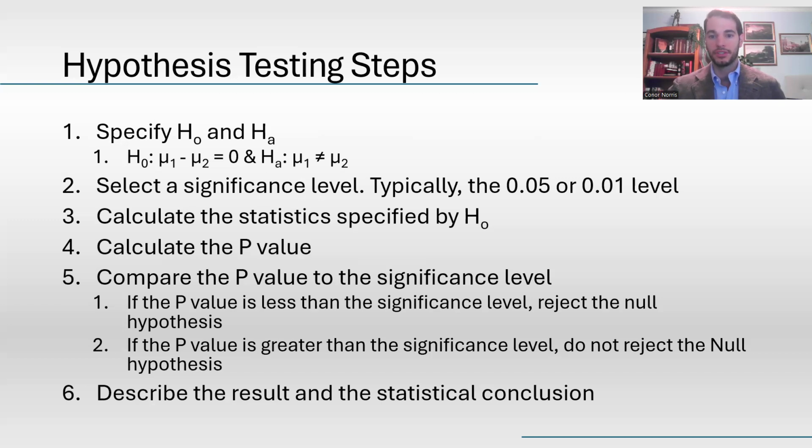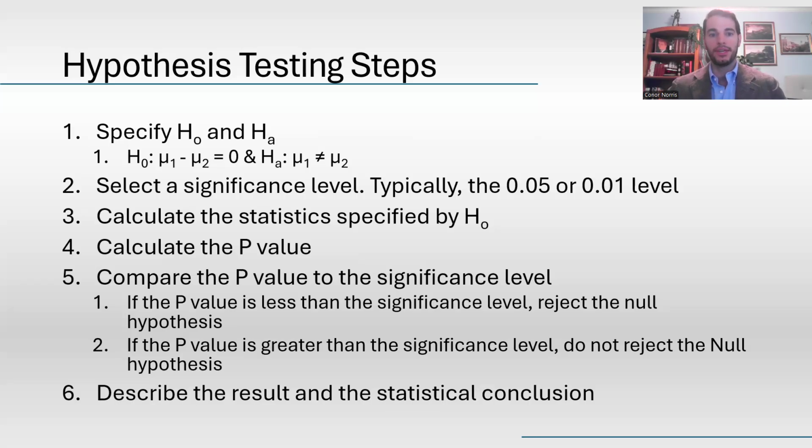Next, we select the significance level. Sometimes that will be done for us, so the problem will give us a particular significance level. Other times we can select it ourselves. We typically set the alpha equal to 0.05 or 95% confidence level. If we want to be a little bit more precise, we can set it to 0.01. But those are two of the most common levels that we choose.